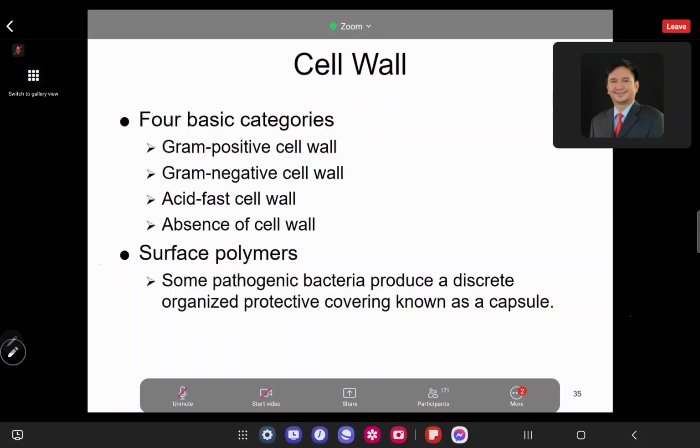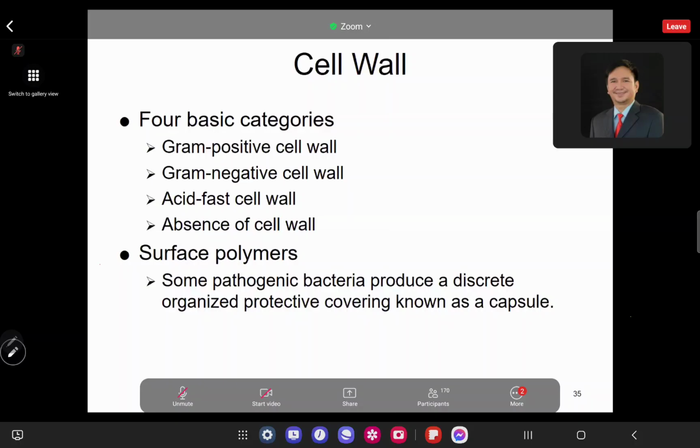Can you give me an example of an acid-fast bacterium? Anybody? Mycobacterium tuberculosis. Correct. Okay, Rods, 1 point for you. Mycobacterium tuberculosis. You have also your Mycobacterium leprae, the causative agent of leprosy. Your Mycobacterium avium intracellulare, that is significant among HIV or immunocompromised patients.